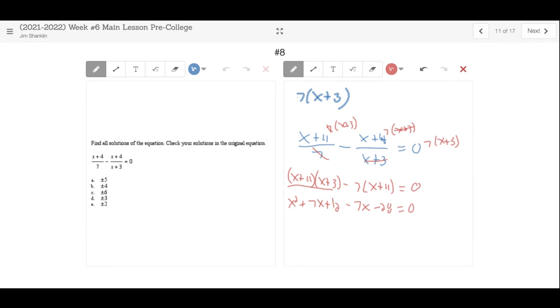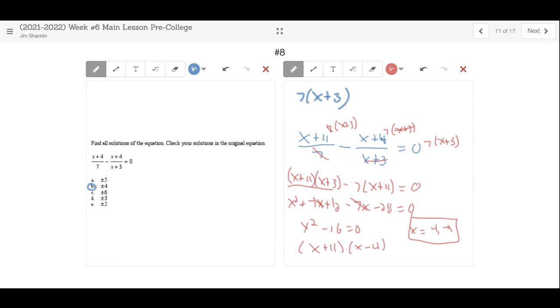I'm going to combine like terms. Well, that 7x and that negative 7x is going to be gone. So I'm left with x squared, negative 28 and 12. That gives me negative 16. It's equal to 0. So difference of two squares, x plus 4, x minus 4. So my answer is x equals 4 or negative 4. Letter B.